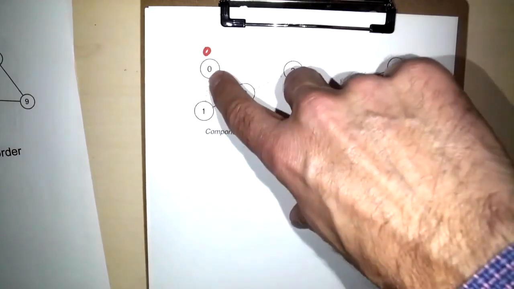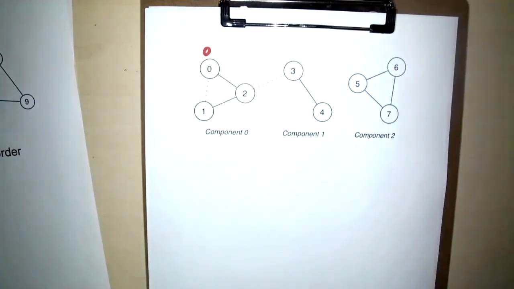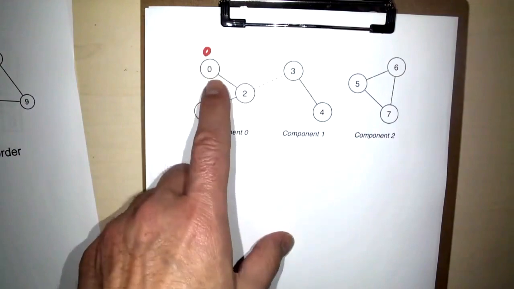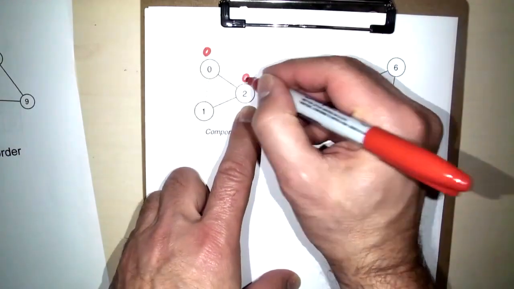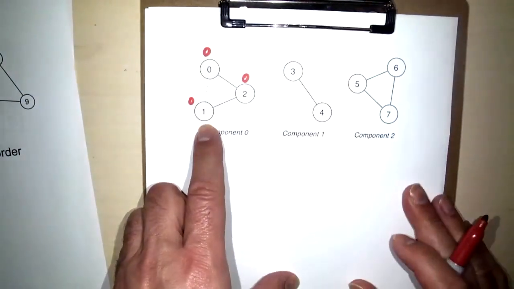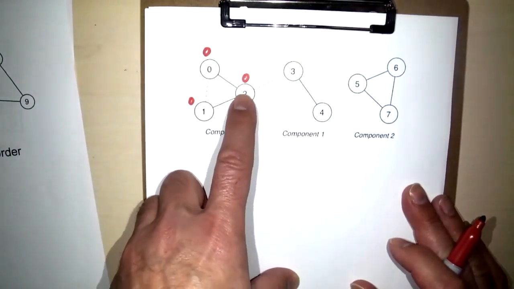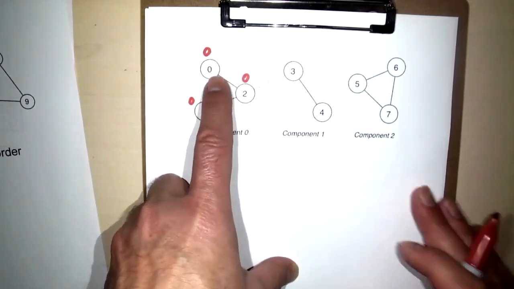That means this edge here that is indicated is not actually part of that first question. So the only choice that I have is to go to 2. I mark this with 0 and then go to 1. I mark this with 0. I can't go back to 2 because this has already been marked. And I couldn't go back to 0 because it has already been marked.